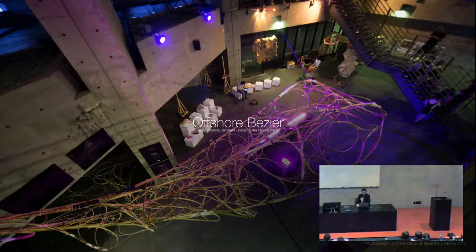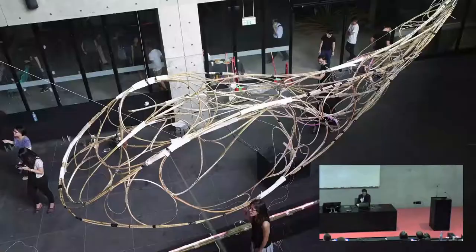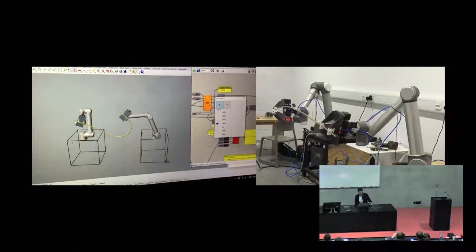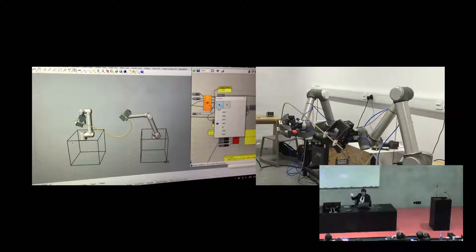I tested that in several installations. This is in Taiwan. I'm going to skip through them very quickly. Also introducing robotic fabrication methods, where this is actually a very interesting process. So you don't need to manipulate the entire form, like if you would have to do with 3D printing or CNC, but just by manipulating two vectors, you can simulate what will be the resultant curve.